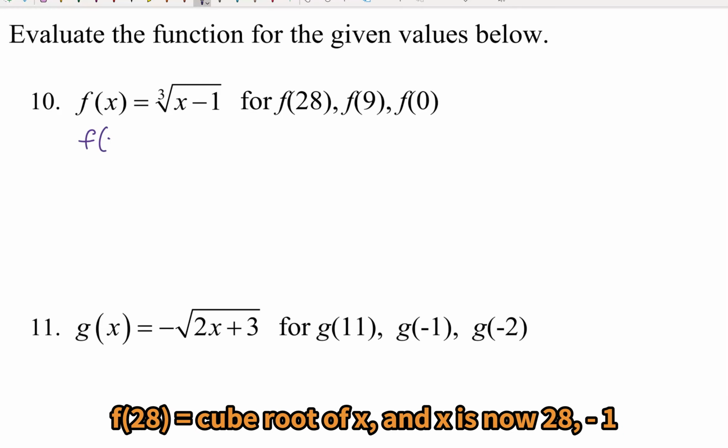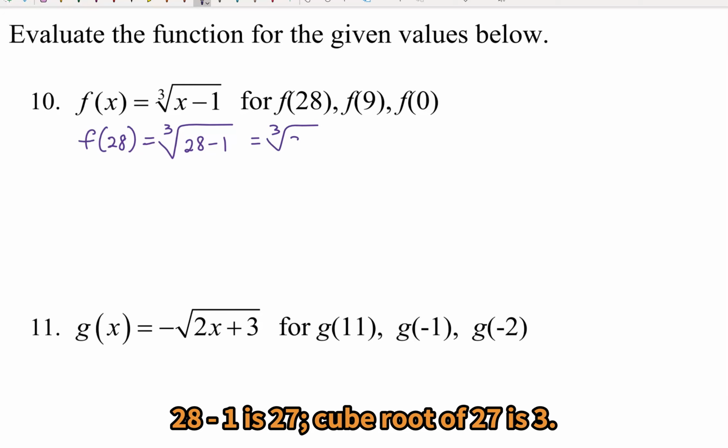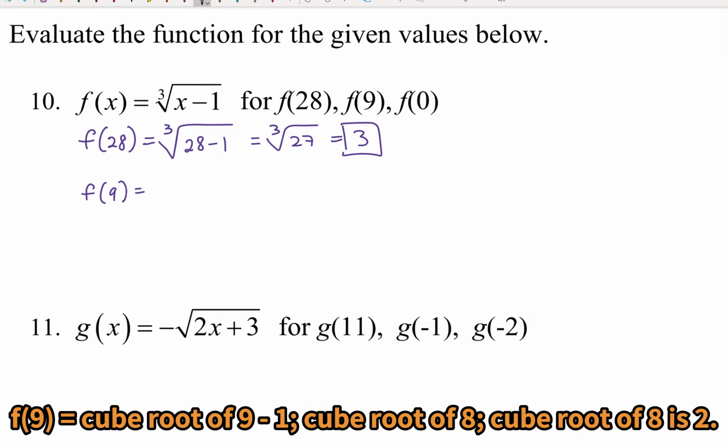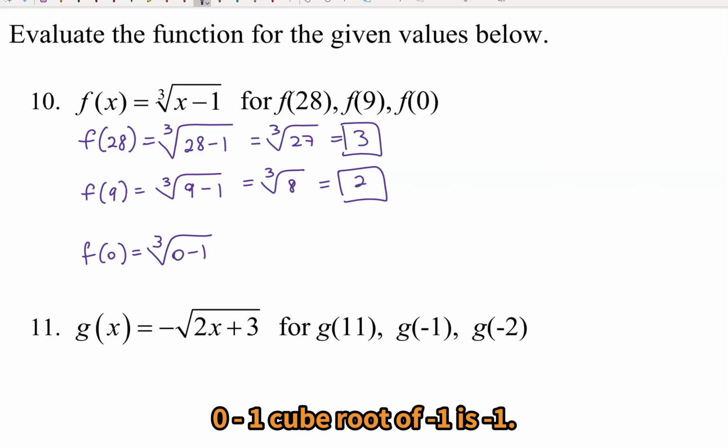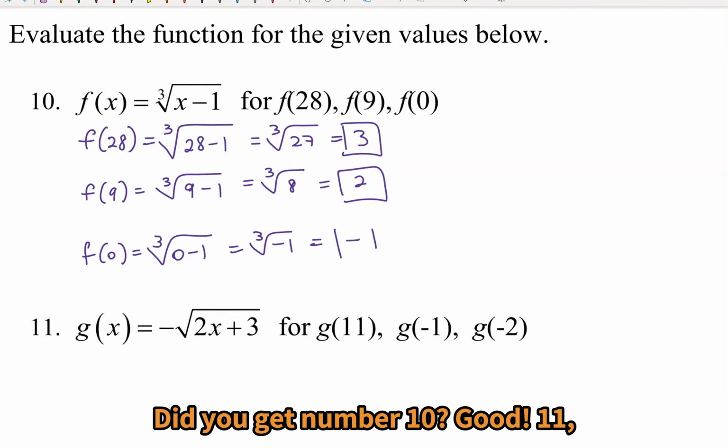Let's work through it. F of 28, cube root of x, but x is now 28, minus 1. 28 minus 1 is 27. Cube root of 27 is 3. F of 9, cube root of 9 minus 1. Cube root of 8. Cube root of 8 is 2. F of 0, cube root of x minus 1, 0 minus 1. Cube root of negative 1 is negative 1. Did you get number 10?